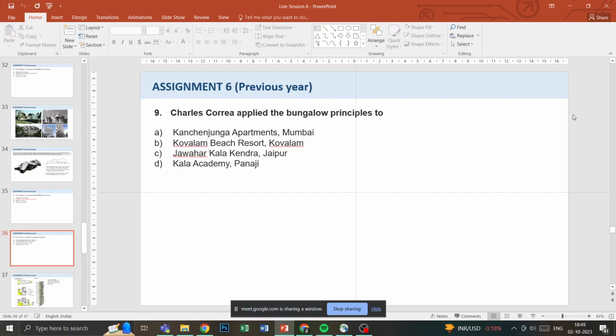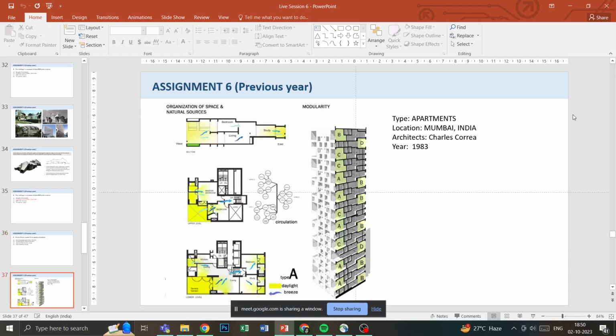Charles Correa applied the bungalow principles to: Kanchenjunga Apartments, Mumbai; Kovalam Beach Resort, Kovalam; Jawahar Kala Kendra, Jaipur; Kala Academy, Panjim. So, Kanchenjunga Apartments, they are apartments located in Mumbai. The architect was Charles Correa. It was built in 1983.